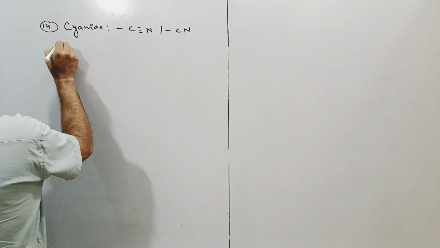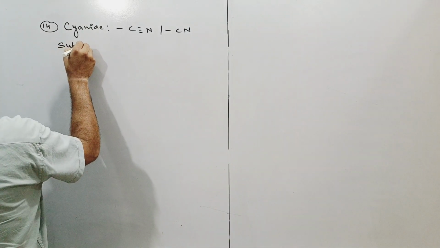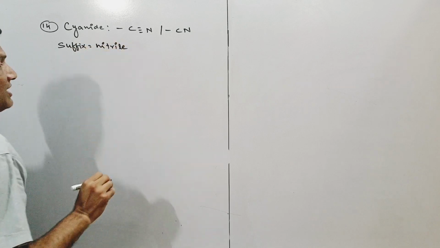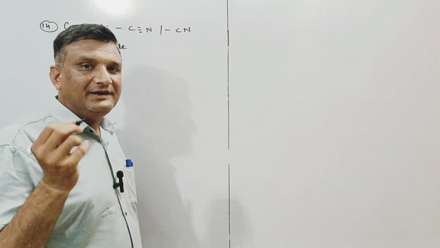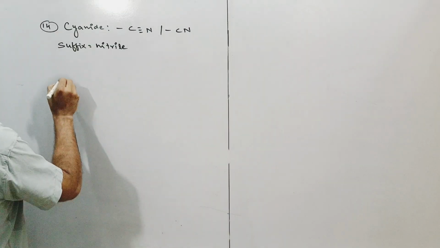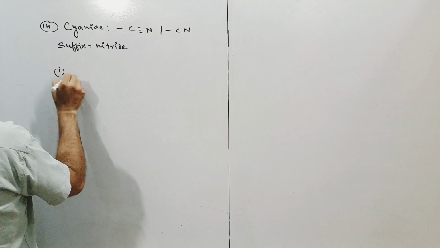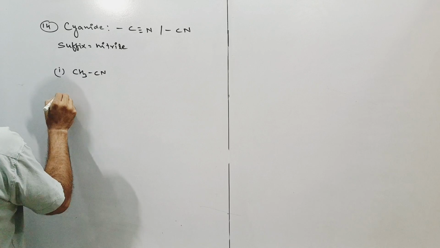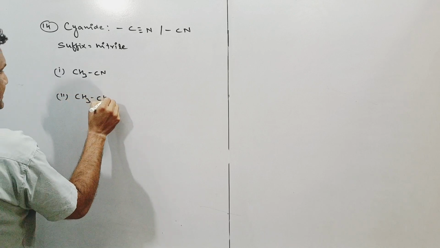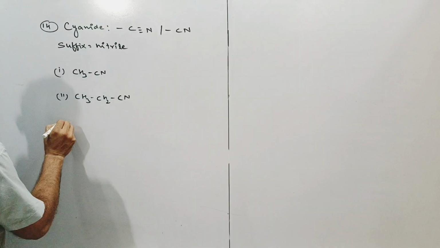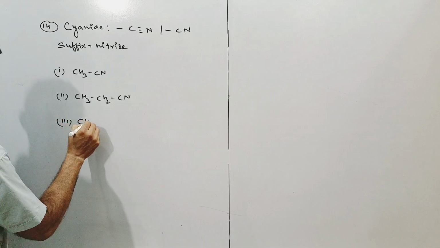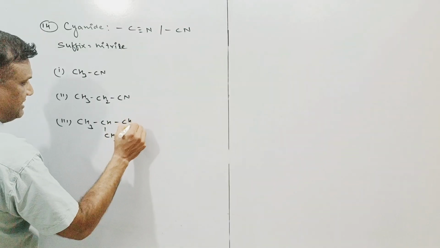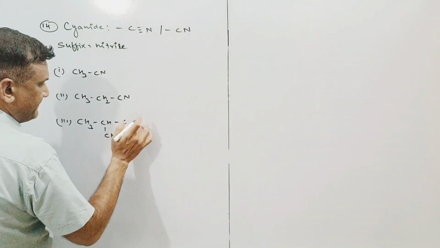If we go with the suffix, then regarding cyanide, we can use nitrile as a suffix. Nitrile, not nitrite, it is nitrile. So if we go with the compounds, we can take the first compound as CH3CN. This is the second compound, CH3CH2CN. If you want a more complex compound with a side chain, we can take this one also, CH3 and CH, this is the CN.